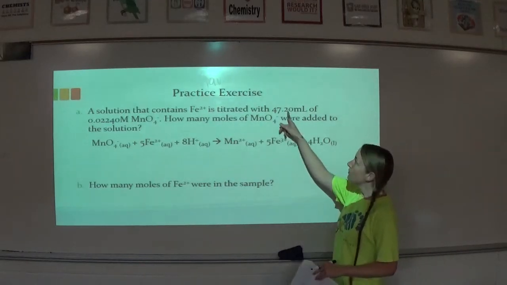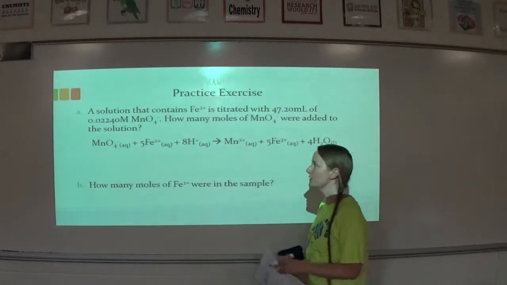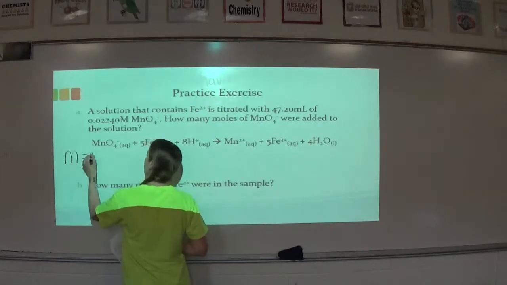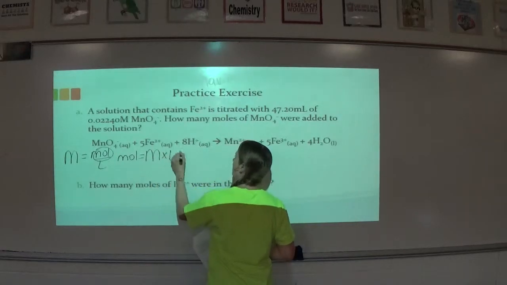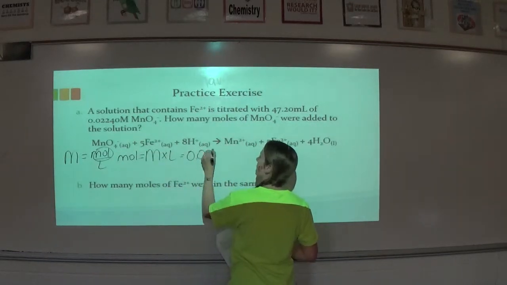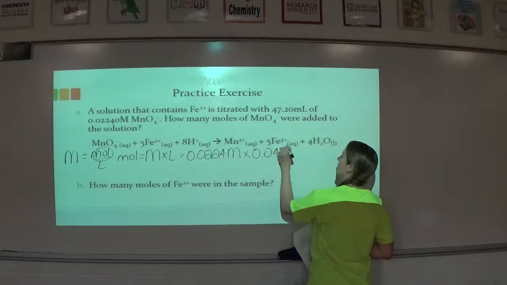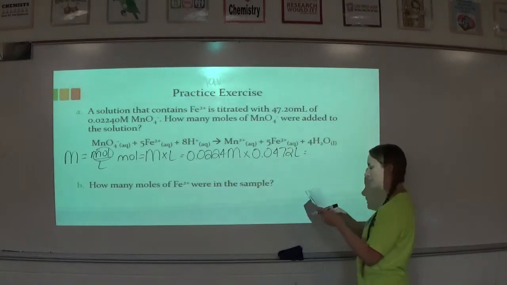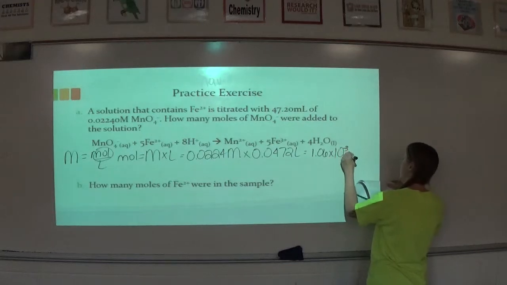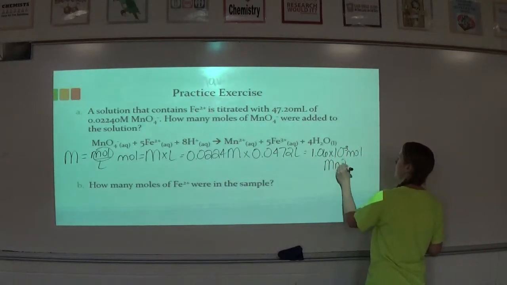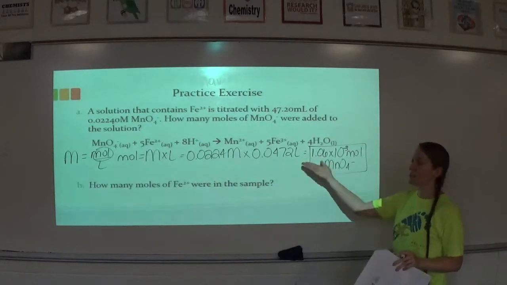All right, so we know the volume and we know the molarity. We're just looking for moles of permanganate, so this is a super easy one. Molarity equals moles per liter, so moles equals molarity times liters. So I do my molarity, 0.0224, times my liters, which I'm going to change to 0.0472. Once I solved that, I got 1.06 times 10 to the negative 3 moles of permanganate. So this one didn't even make us use any of the other parts of the equation yet. The first one just said how many moles.